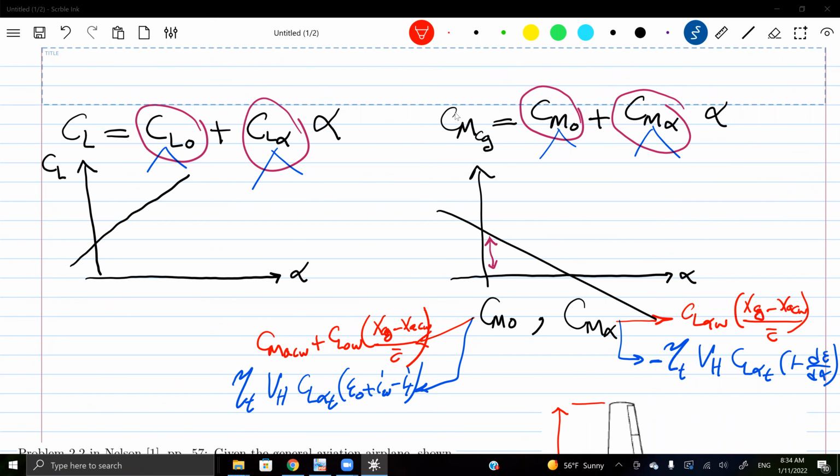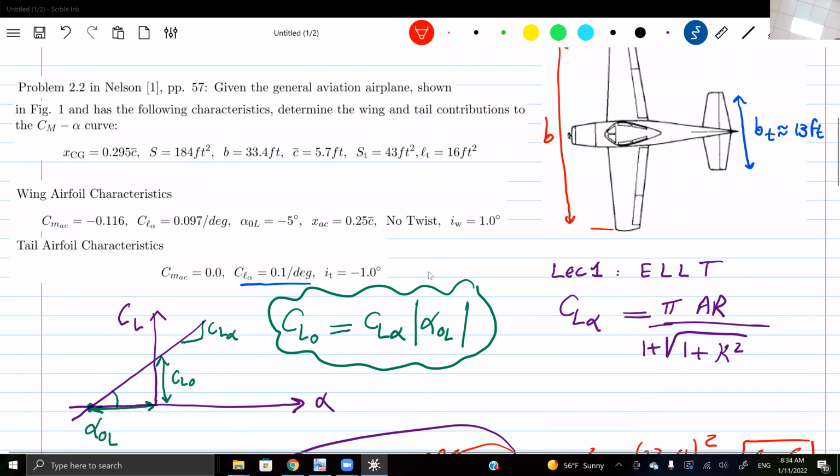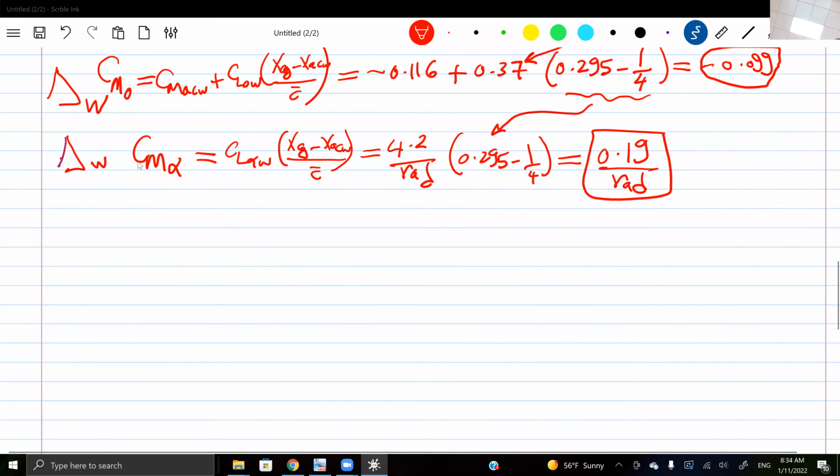Negative. Exactly. If you're going to take only one take-home message out of this course, it is this: CM alpha for the entire airplane must be negative. And why? It's for stability. If it's positive, the airplane will be unstable. So the CM alpha for the entire airplane must be negative.